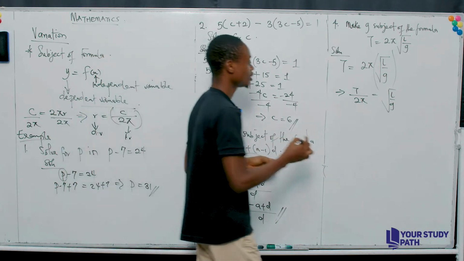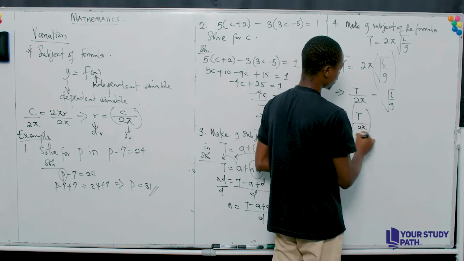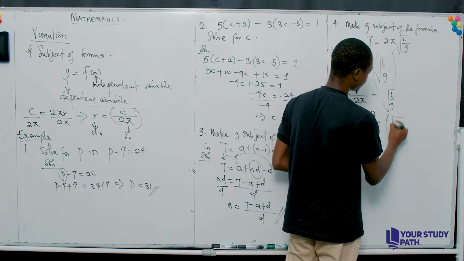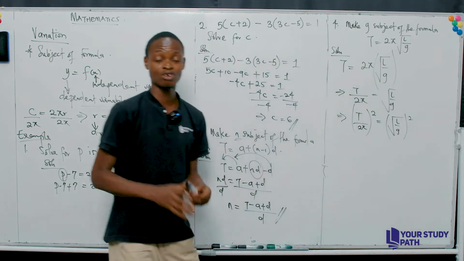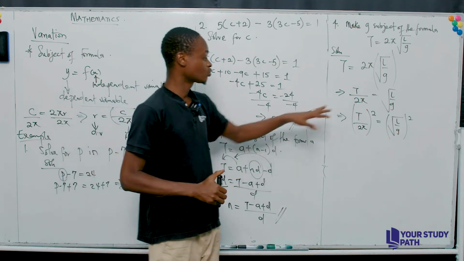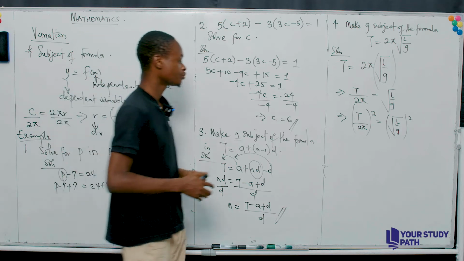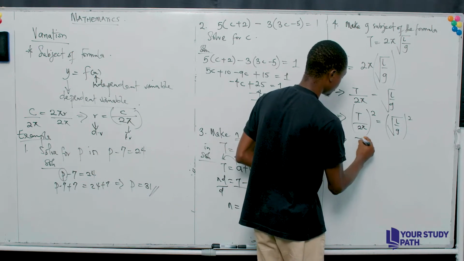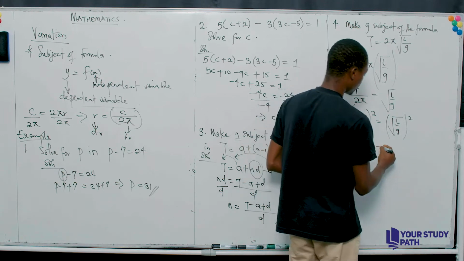No harm done. Now, let us square both sides. We would now have the square root of L over G, all squared. Now, do not forget that by the law of indices that we have looked at, the square root simply refers to what? A fractional power of 1/2. So it means that we would have here T squared divided by 4π squared would now be equal to what?